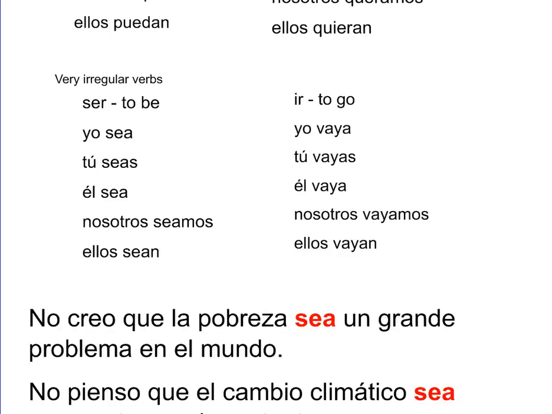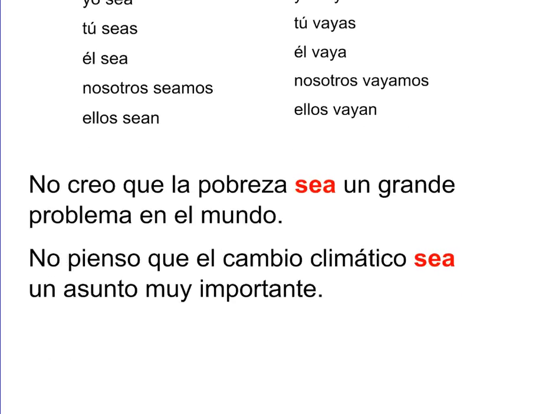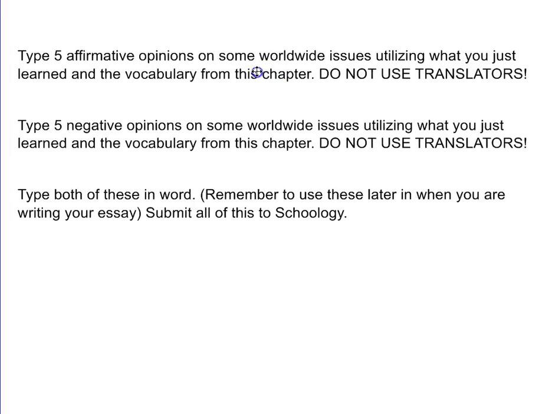Okay. So what do you have to do to complete this assignment? Write these notes. Show me that you completed them. You wrote them down yourself in your own handwriting. And then complete the following. I want you to type up 5 affirmative opinions on some worldwide issues without using translators. Use what we just did in this lesson, and also use the vocab from the chapter, the capítulo. There's a ton of vocab in there. Use it. Do not use translators again.